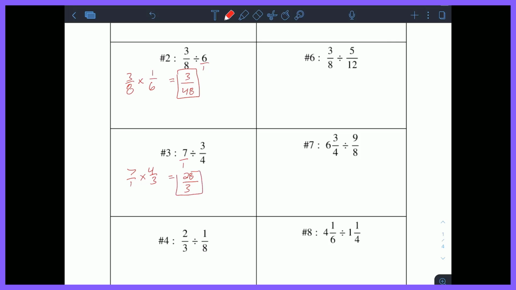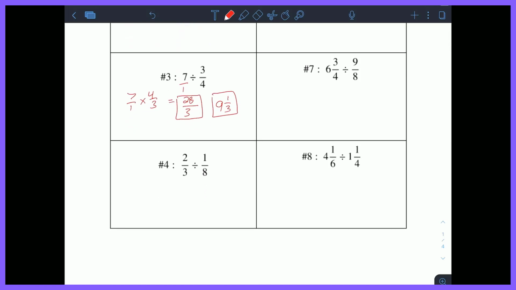I could also change it to a mixed number if I'd like. So let's see, 3 times 9 would be 27. So it could be 9 and 1/3 remaining. Either one of these answers is correct. It's your choice which you'd like to do.